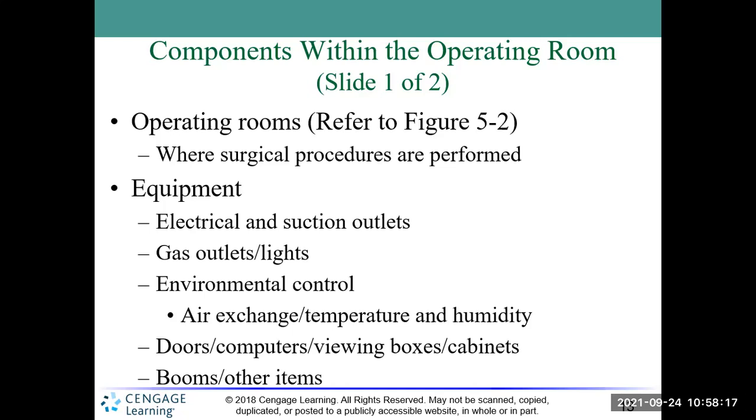And then as we saw, we'll have cabinets, doors, computers. There will be X-ray viewing boxes available for the surgeons to view what's going on. And then, like I mentioned, the booms. So a boom is basically where the equipment is on an arm that extends from the ceiling, and that allows the staff to move that around to a more efficient area. So it's not something that's on the floor having to roll around and cross over cords and things of that nature. It's extending from the ceiling and able to move around.